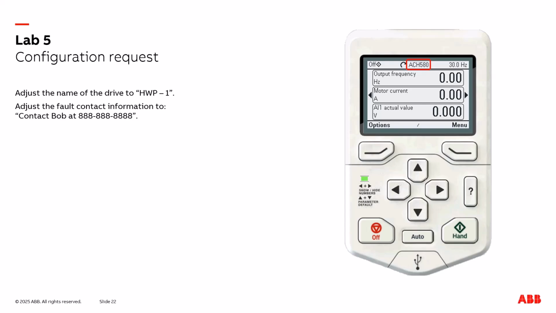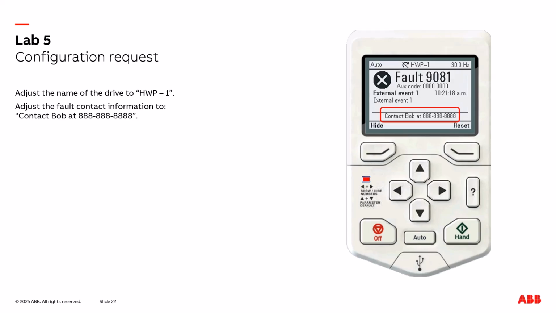And then the next piece of information we're going to adjust is the fault contact information. Now this is great in case someone's working, for example, a graveyard shift, and if the drive goes into a fault and they're not sure what to do, we may want to make it easy on them and say, hey, contact so-and-so at their phone number. So these are two pieces of information we're now going to adjust in the drive.